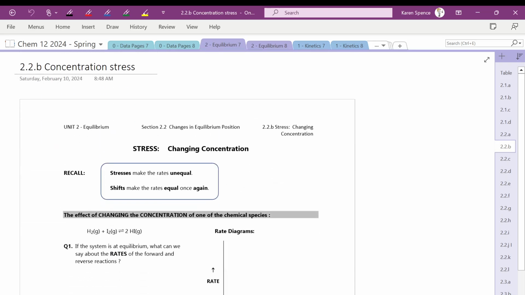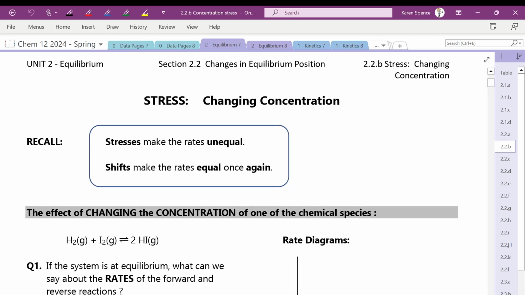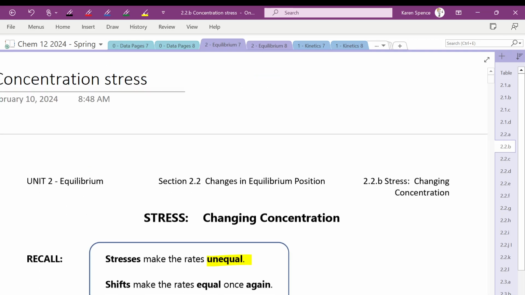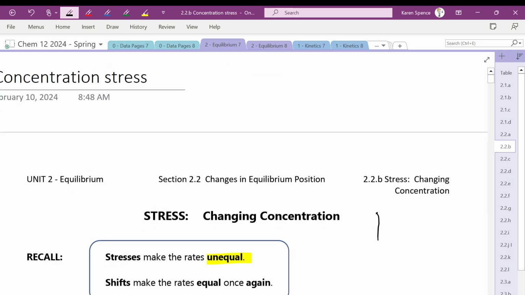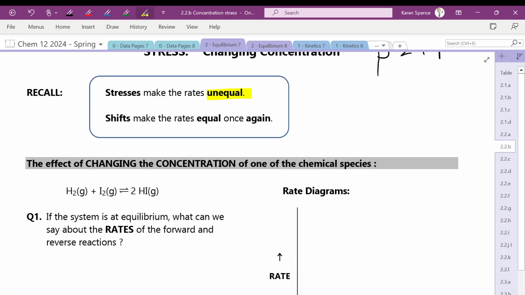What are we looking at in 2.2b? We're looking at what happens when the stress is a change in concentration. We're going to do a whole bunch of graphing here. Stresses make the rates unequal. Are we on the right page now? We should be on page 29. The shifts make the rates equal once again.